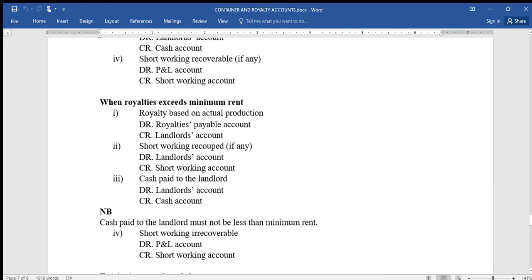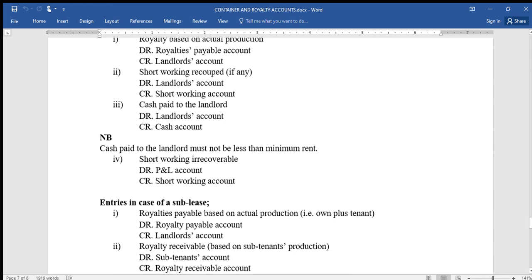Cash paid to the landlord must not be less than the minimum rent. And in case of short workings irrecoverable, because sometimes some short workings are not recovered, we debit profit and loss account and we credit the short workings account.